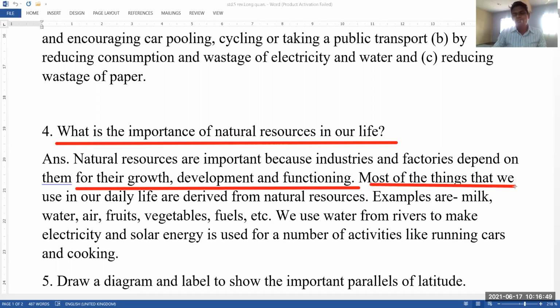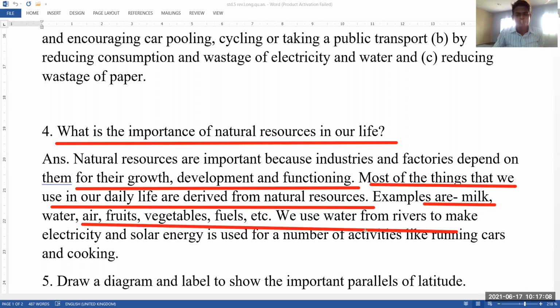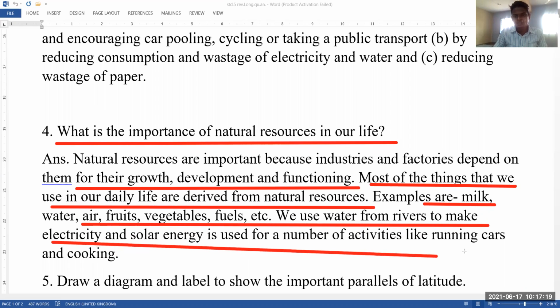Most of the things that we use in our daily life are derived from natural resources. Wind, sunlight, water, milk, then air, fruits, vegetables, fuels, etc. We use water from rivers to make electricity, and solar energy is used for a number of activities like running cars and cooking. Everything. So these are the various uses.